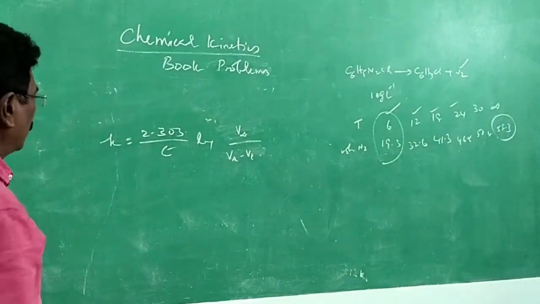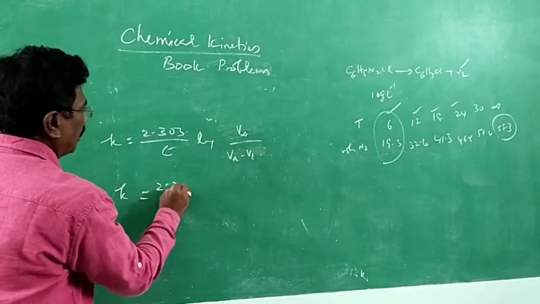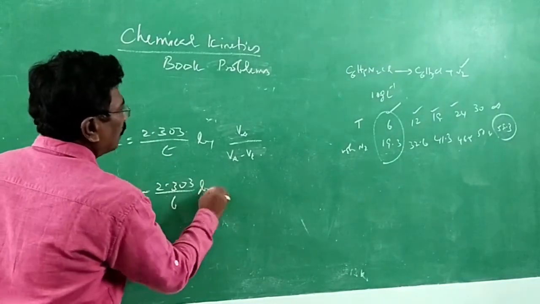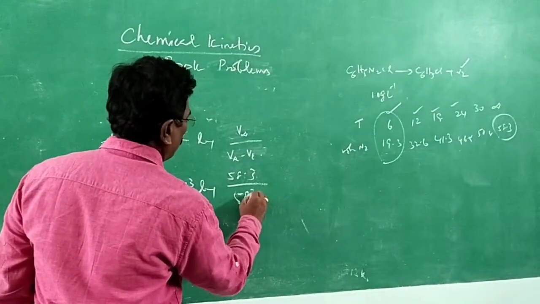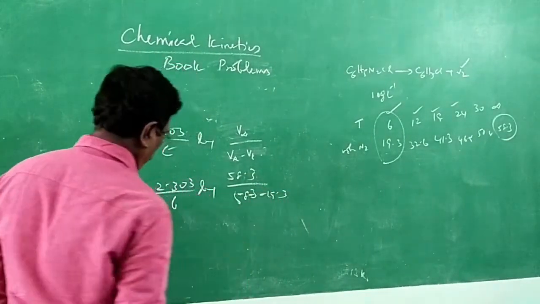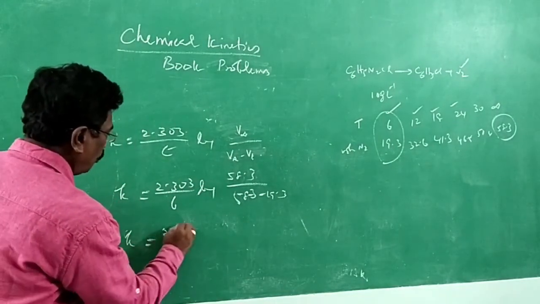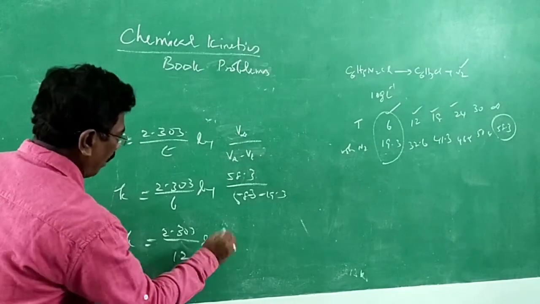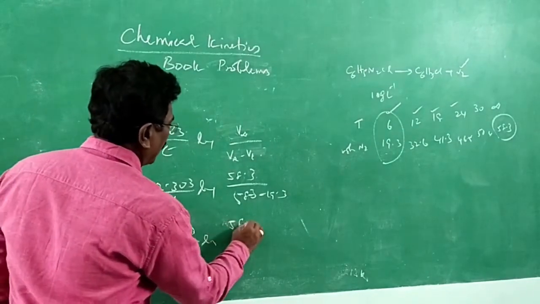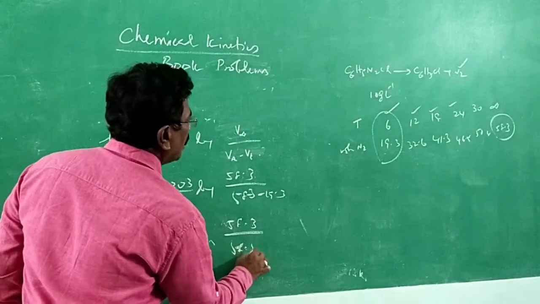Of course, all those things will give the constant value. K is equal to 2.303 by 6 log, what is V infinity? 58.3 divided by 58.3 minus 19.3. Again, K is equal to 2.303 by t. Instead of 6, we will be getting 12, log 58.3 divided by 58.3 minus 32.6.